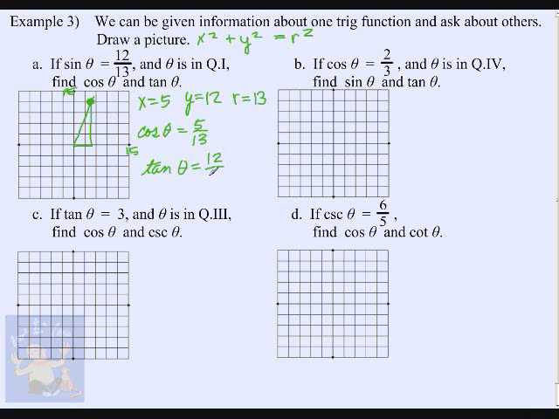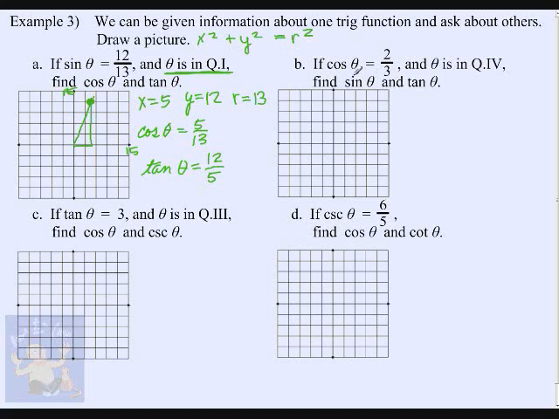12 over 5. So we only had the value for sine, but we also were told which quadrant we needed to be in. Without that, we wouldn't have known whether cosine was positive or negative. We wouldn't have known whether tangent was positive or negative.